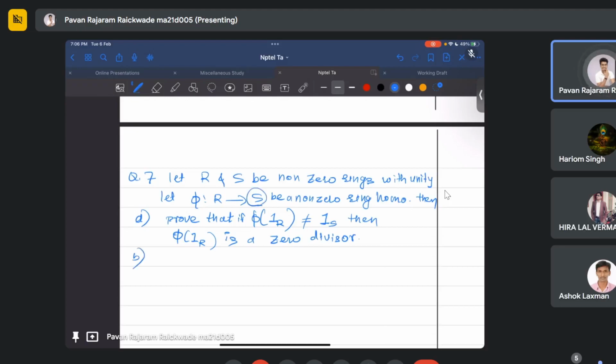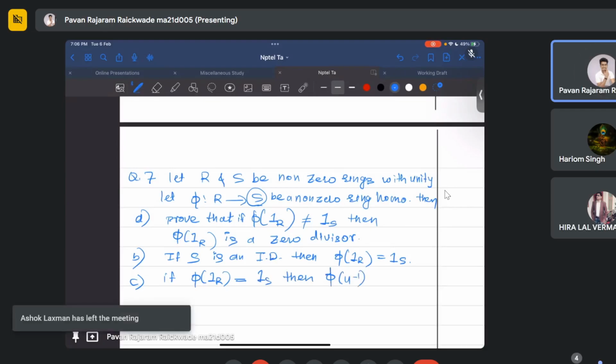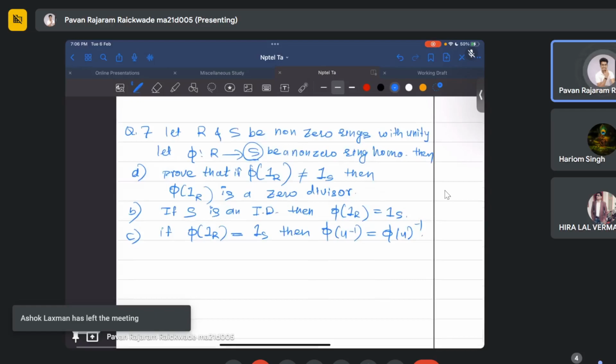This is part B. Part B says if S is an integral domain, then phi of 1R has to be the same as 1S. And C, if this happens, if phi of unity goes to unity, then phi of every unit is a unit, and this is the inverse. These are the three properties we have to prove.